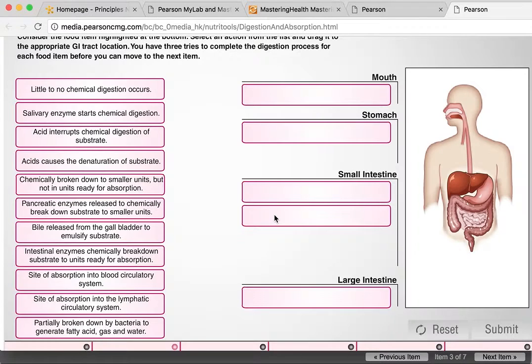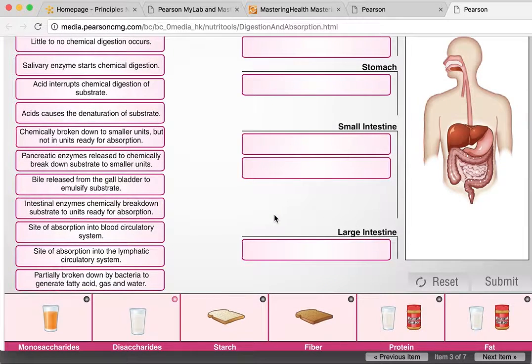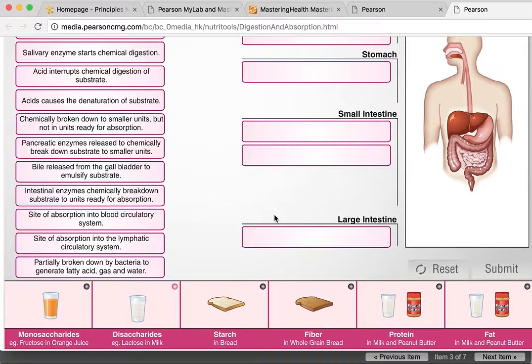It says great work. And again, this doesn't actually count for any points, so if you screw up, it's not that big of a deal, and I'm not trying to give you any answers here, but rather just explain the digestive process. We'll do one more example here.